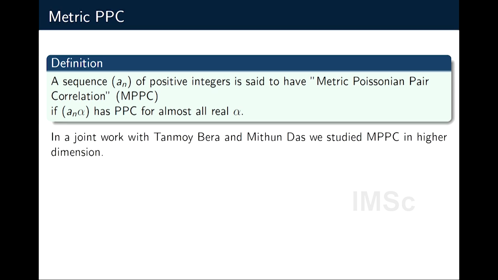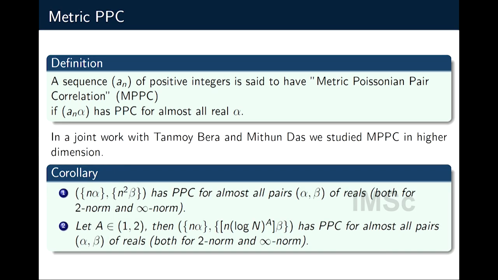And in joint work with Tanmay Bera and Mithun Das, my student, and Mithun was a postdoc in IMSc, so it's an IMSc work as such, we looked at this question in higher dimension and proved, so this is just a corollary of what we could prove, but it is easier to state. I am looking at two-dimensional sequences. The first component is the fractional part of n alpha, and the second component is the fractional part of n square beta. Alpha, beta are real numbers. We could show that this has Poissonian pair correlation for almost all alpha and beta.